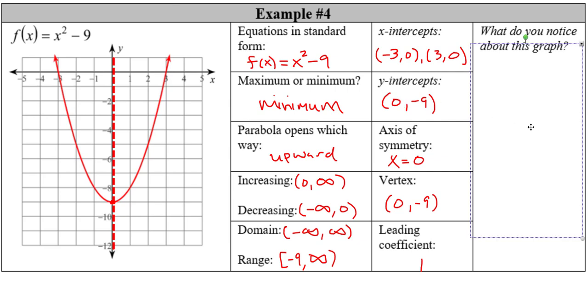Let's take a look at this piece right here. What did you notice about this graph? What kind of function is this? You have seen this before. Boom, let's reveal it.